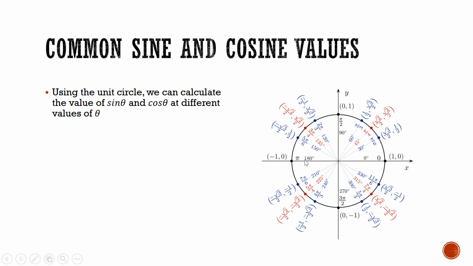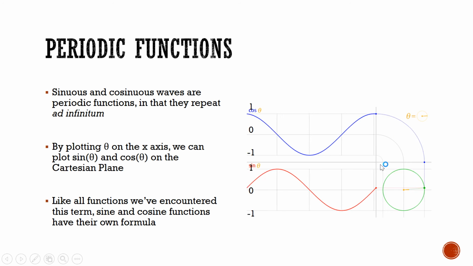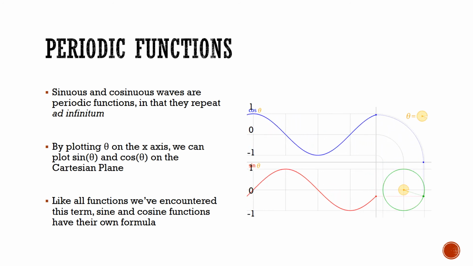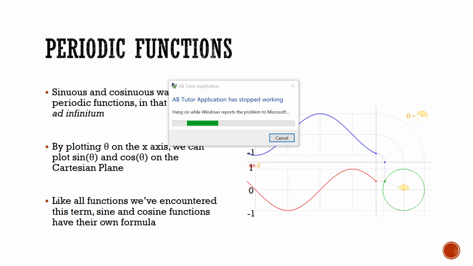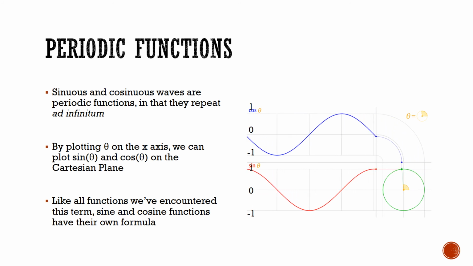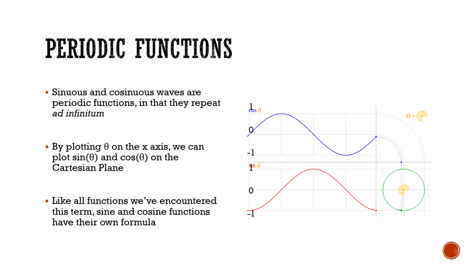If theta is 180 degrees or pi radians, cos of theta is negative 1 and sine of theta is 0. And if theta is 270 degrees or 3 pi over 2 radians, cos of theta is 0, sine of theta is negative 1, and then we go back. So you get something like this. As theta changes, both the sine wave and the cos wave are moving as theta changes.